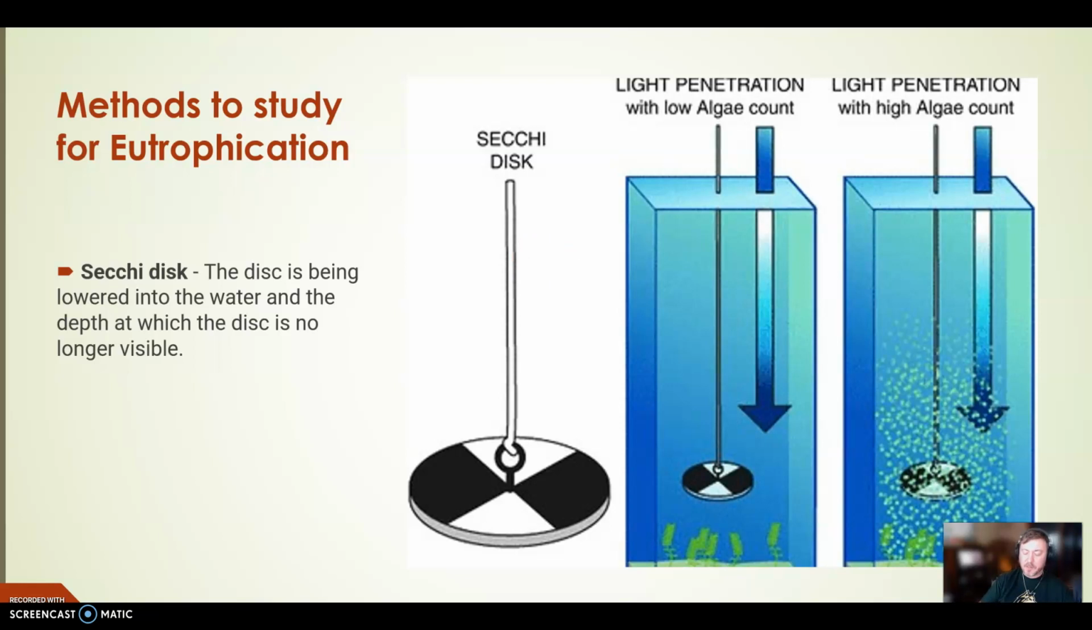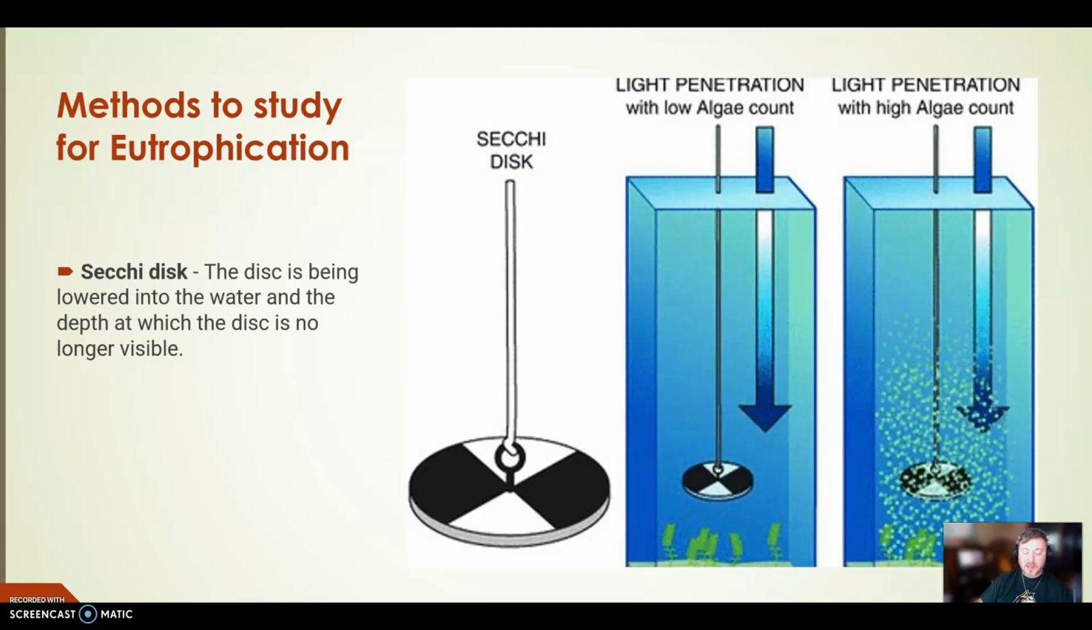The depth of the disappearance is what is known as the Secchi depth, which is a measure of transparency of the water. Transparency can be affected by the color of the water, algae, and suspended sediments. Transparency decreases as color, suspended sediments, or algal bloom abundance increases.